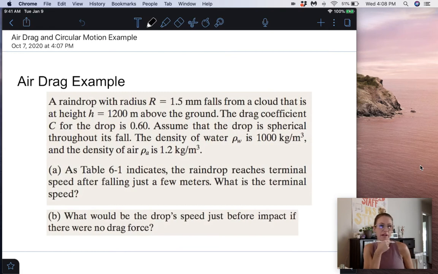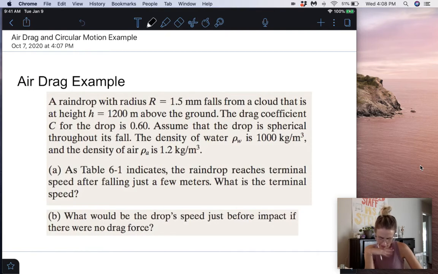All right, so here's our air drag example. We have a raindrop with radius r equals 1.5 millimeters, falls from a cloud that is at a height h equals 1,200 meters above the ground. The drag coefficient c for the drop is 0.6. Assume that the drop is spherical throughout its fall.